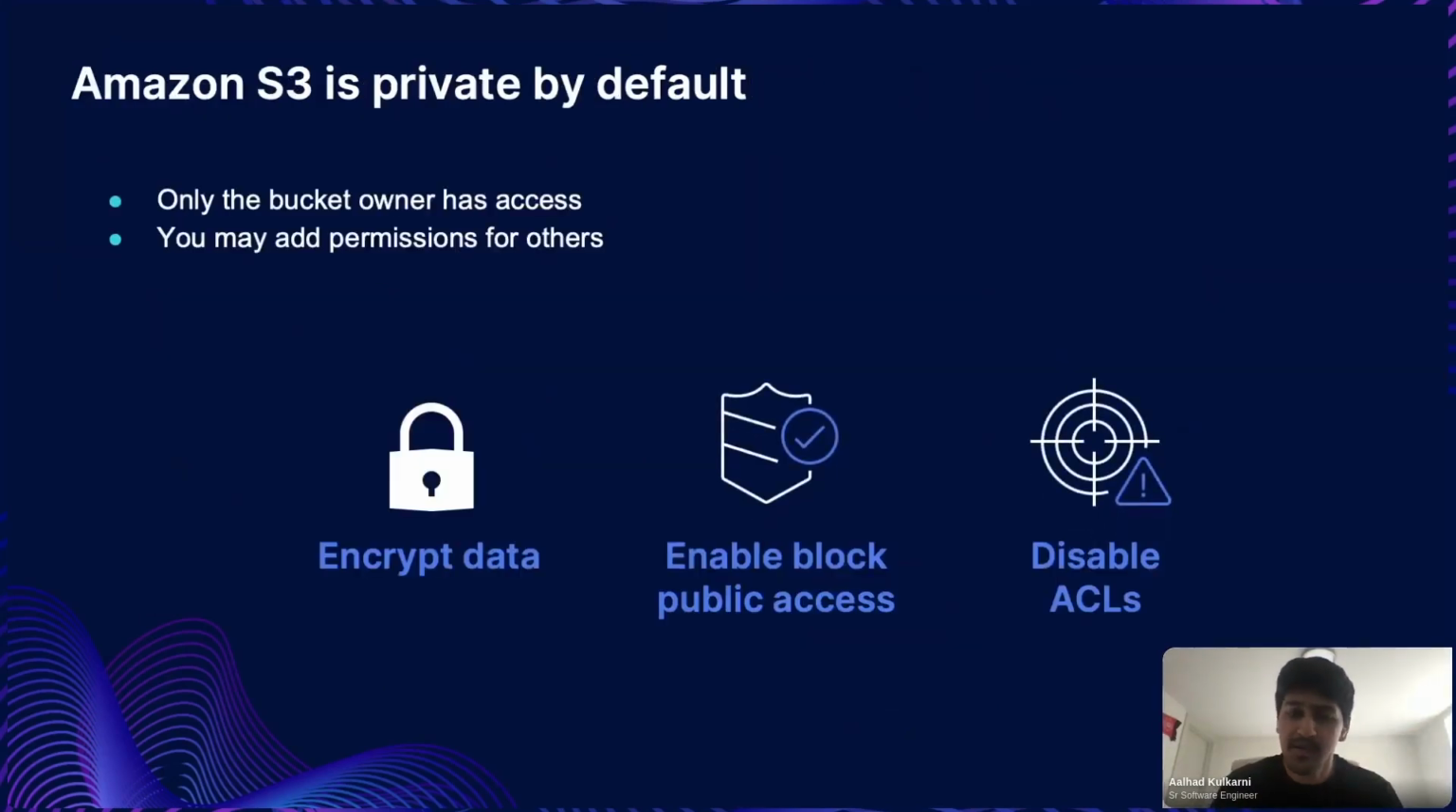A quick reminder before we get into it is that S3 is private by default. If you create a bucket, you're the owner of the bucket, and you have to do something to be able to share the data outside. A few best practices that Amazon S3 always recommends to our customers: encrypt your data, enable block public access, and disable access control lists. S3 does this by default for newly created buckets starting April of 2023. But just a quick reminder for everybody listening on this call to make sure we have the right best practices.